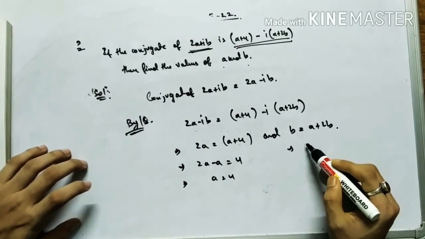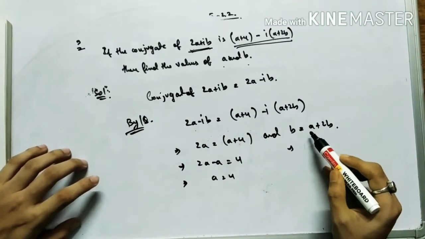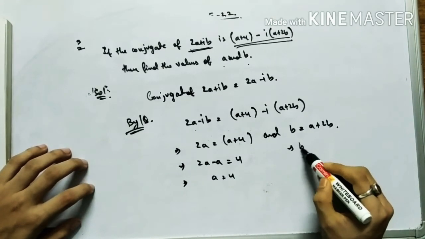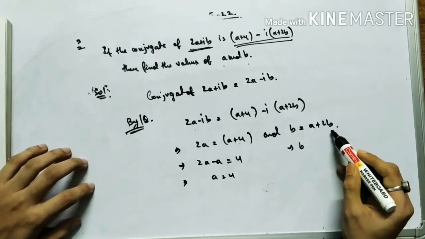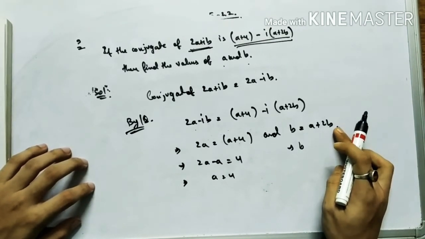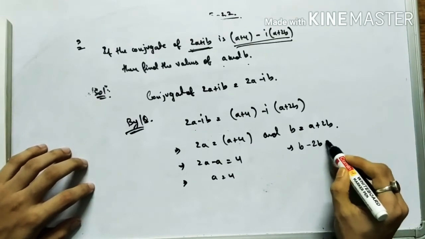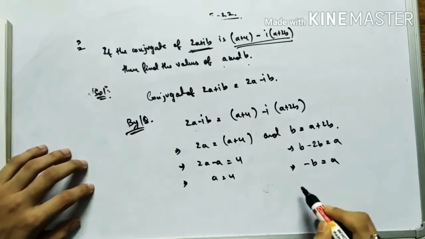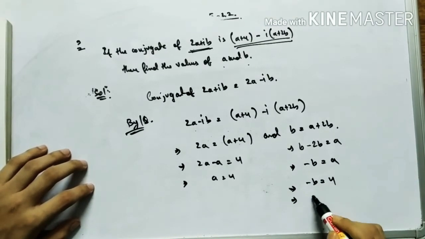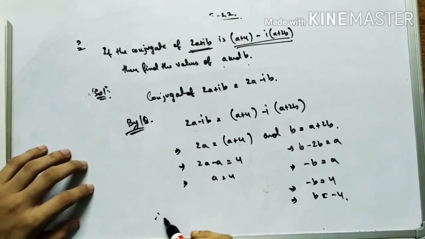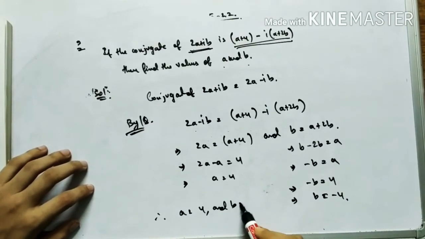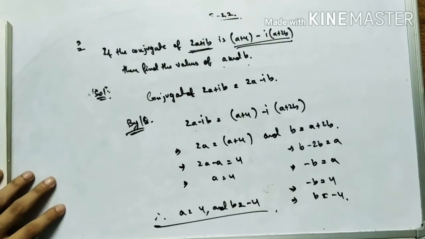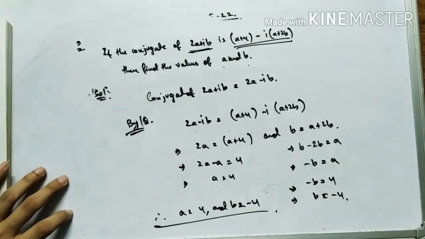And this side, b is equals to a plus twice b. This a value is 4, so I will put it in here. Let me bring b to this side first. B minus 2b is equals to a. So minus b is equals to 4, b is equals to minus 4. So therefore a is equals to 4 and b is equals to minus 4. Okay. Next one, find the additive and multiplicative inverse of the complex numbers.